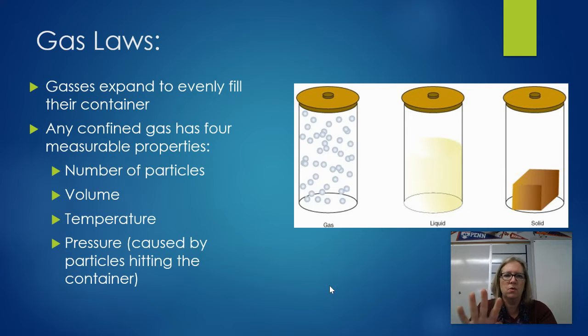Any gas has four properties that we can measure. The number of particles, which gets into moles and molar chemistry, and we're not going to go there in this lecture. The three that we're going to focus on are volume, so how much space it's taking up, temperature, the average kinetic energy of those particles, and also the pressure. When the gas particles are in a container, they're actually bumping into the container. That is pressure. Those particles are exerting an outward pressure on whatever container they're in.